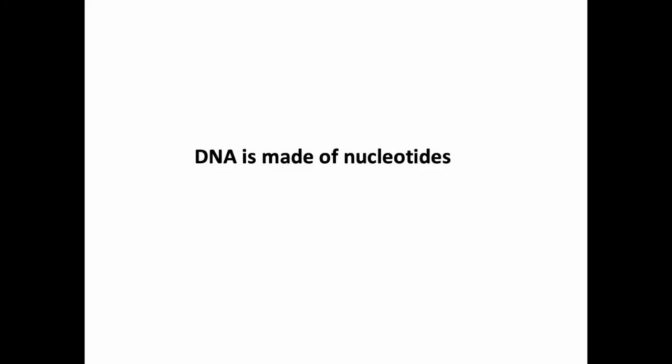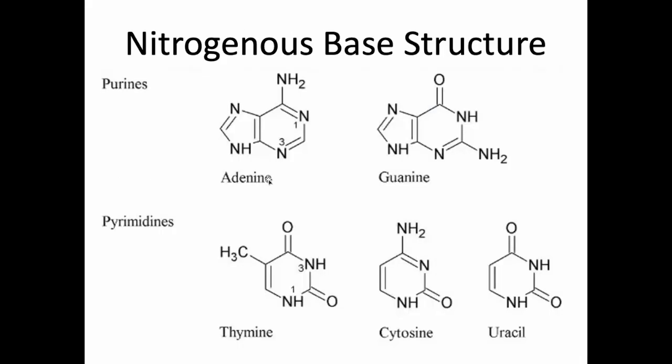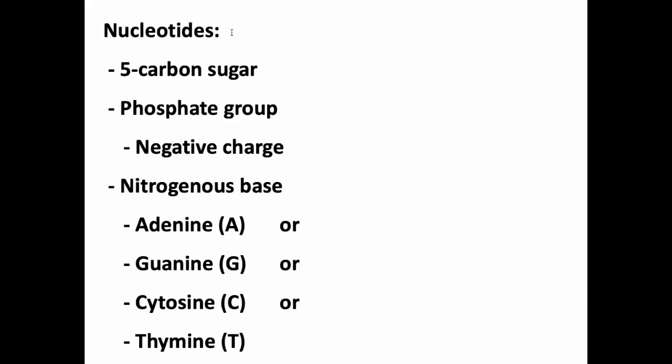DNA is made of nucleotides. DNA is a polymer of nucleotides, a bunch of these individual structures that are put together. Phosphate, 5 carbon sugar here, nitrogenous base, not uracil. That's RNA only. DNA can have adenine, guanine, thymine, or cytosine. So, to summarize, nucleotides consist of a 5 carbon sugar, a negatively charged phosphate group, and a nitrogenous base, which could be adenine A, guanine G, cytosine C, or thymine T. No uracil, that's an RNA thing.